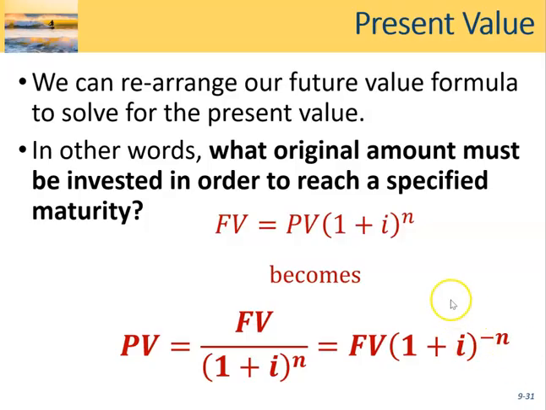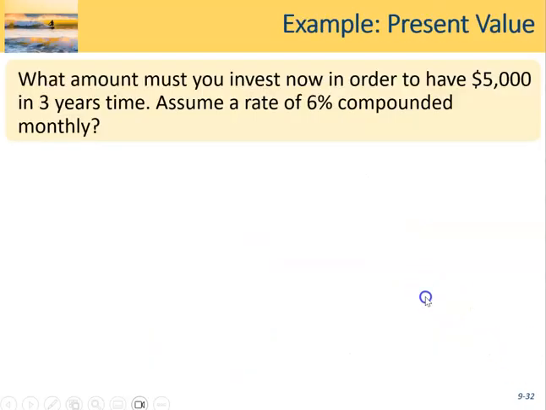Okay, so let's give it a try. What amount must you invest now in order to have $5,000 in 3 years' time? Okay, so it's in the future. That $5,000 is in the future, so we know that's our future value. 3 years' time, that's the number of years.